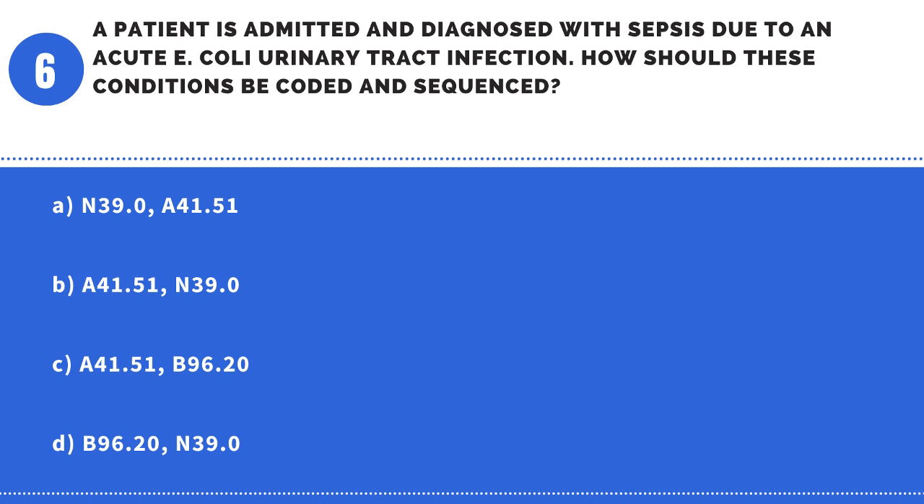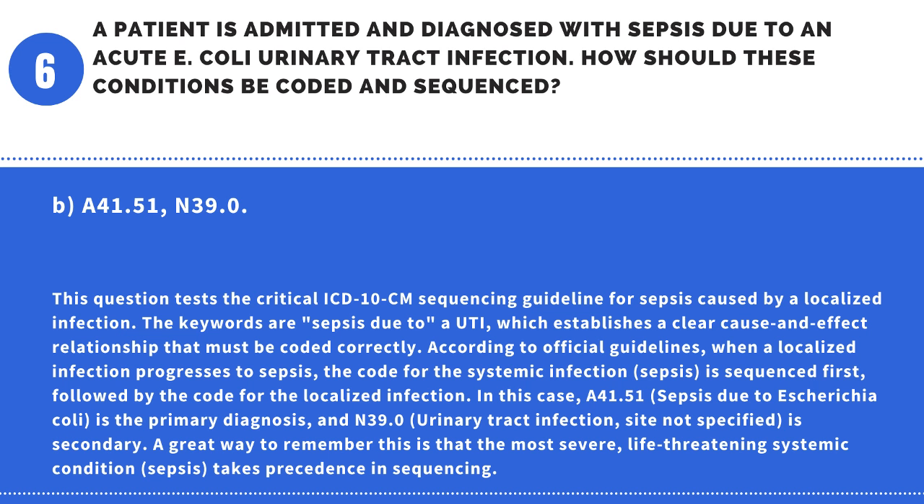Question 6. A patient is admitted and diagnosed with sepsis due to an acute E. coli urinary tract infection. How should these conditions be coded and sequenced? A. N39.0, A41.51. B. A41.51, N39.0. C. A41.51, B96.20. D. B96.20, N39.0. Answer: B. A41.51, N39.0.